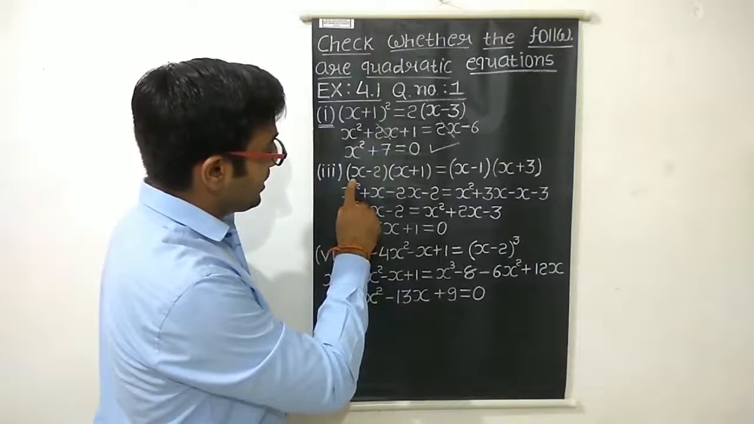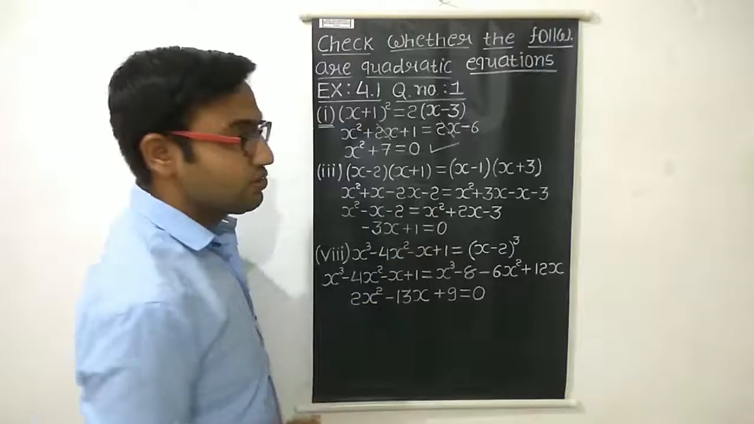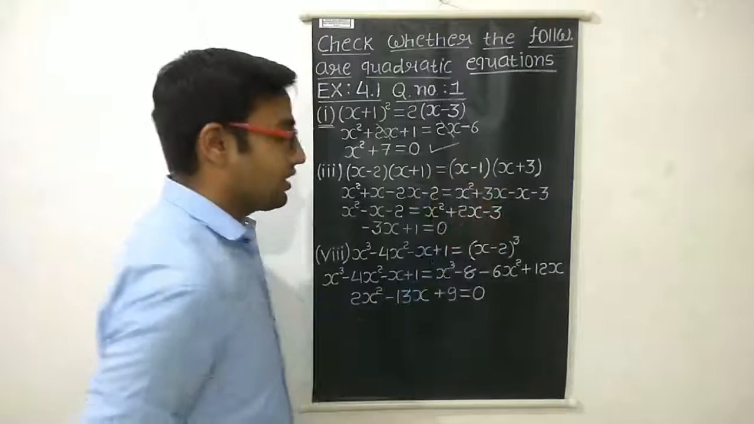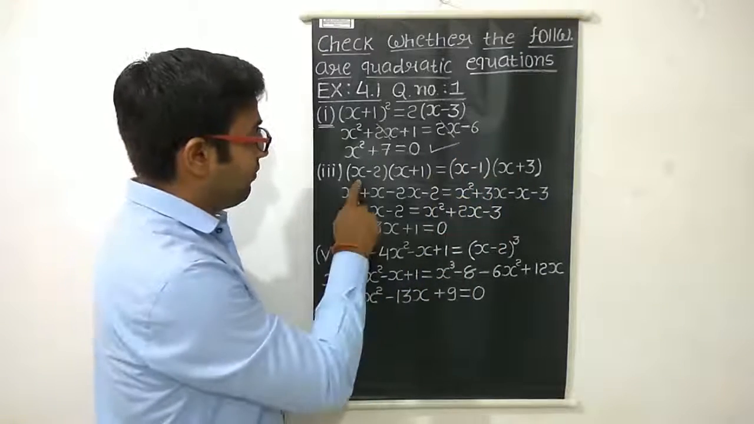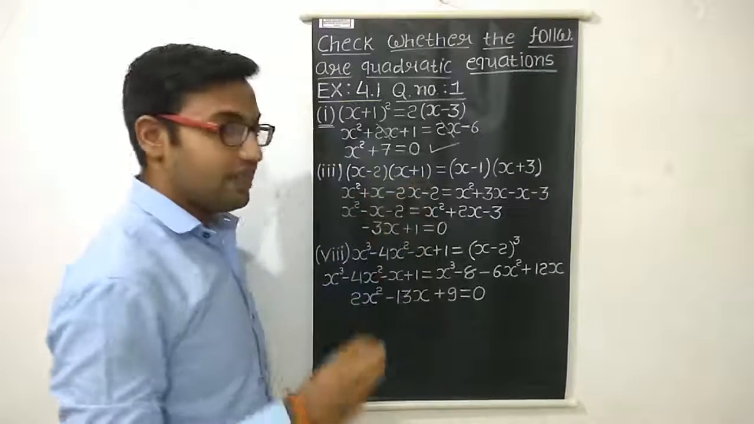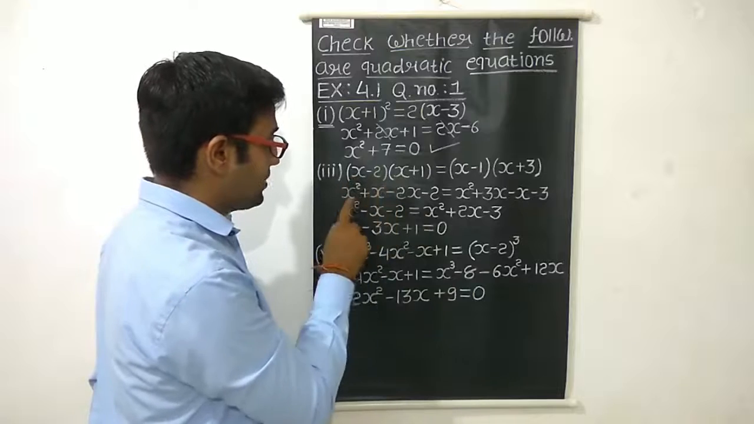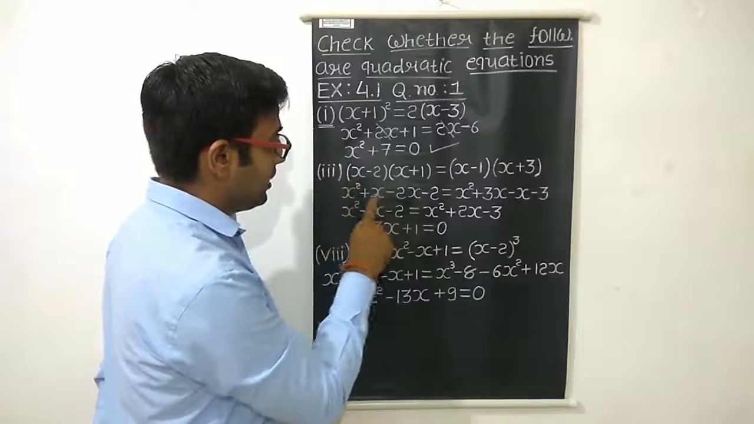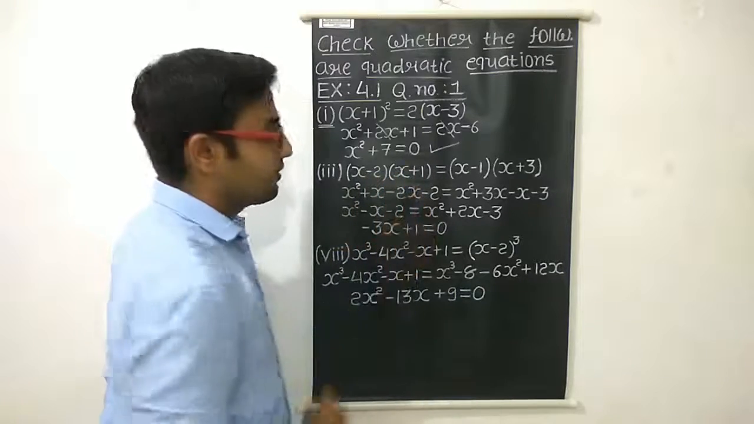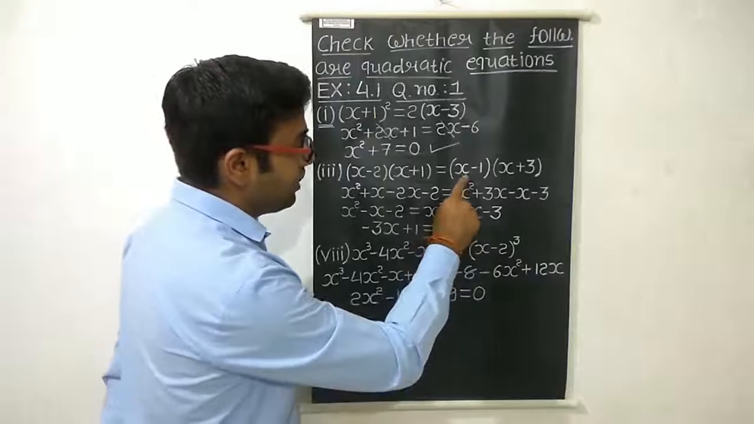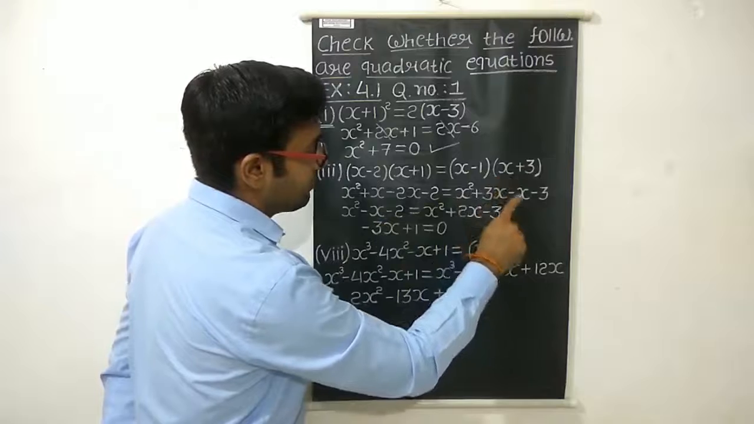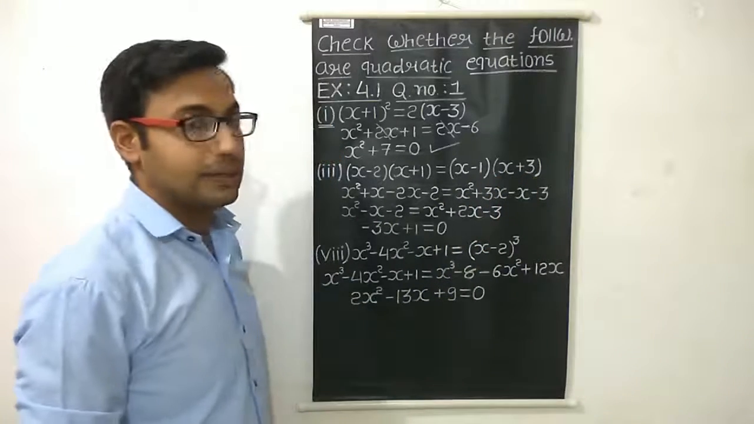Okay, now the third one. The question is x minus 2 in the first bracket, x plus 1 in the other bracket is equal to x minus 1 in the bracket and x plus 3 in the other bracket. Now we will multiply this x with both x plus 1, and then minus 2 with x plus 1, that you know now very well. So x into x is x square, plus x into 1 is x, minus 2 into x is minus 2x, and minus 2 into plus 1 is minus 2. Again the same we will do here. X into x is x square, x into 3 is 3x, minus 1 into x is minus x, minus 1 into plus 3 is minus 3.